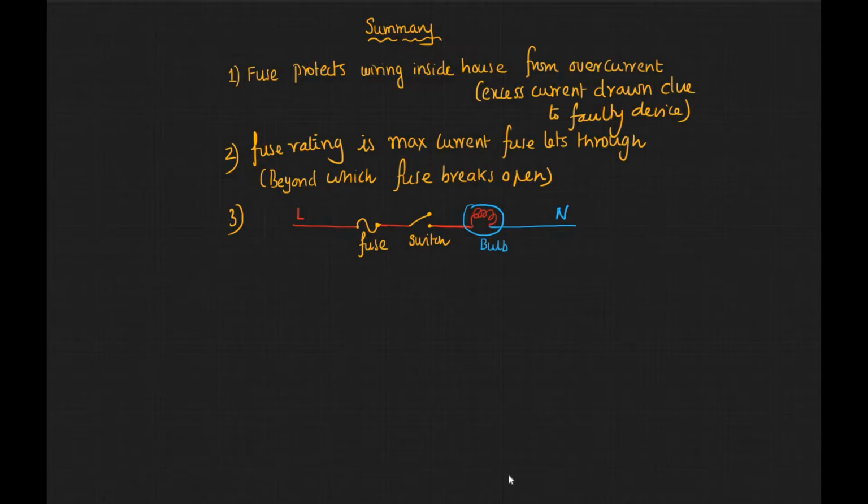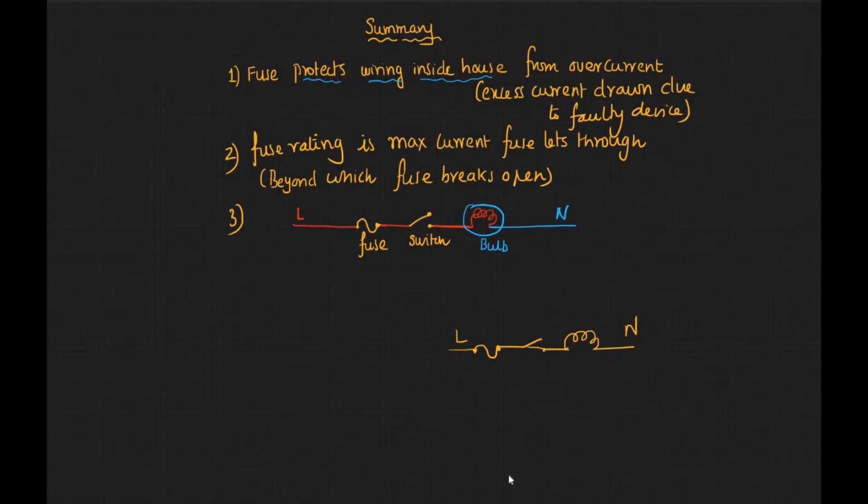So here is a summary of this whole module. A fuse is something that protects your wiring inside the house. We say it protects the wiring inside the house, and we don't say that it protects equipment, because let's assume that you have this fuse, and here there's a switch. Let's say this is a fuse, and then you have the switch, and you have this bulb, and this is live and neutral, right?